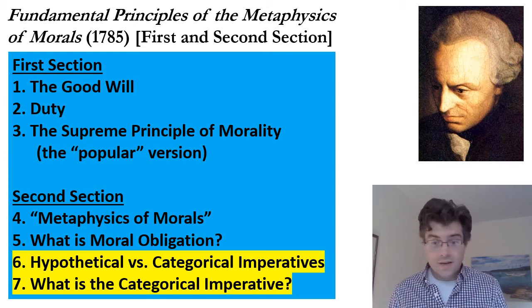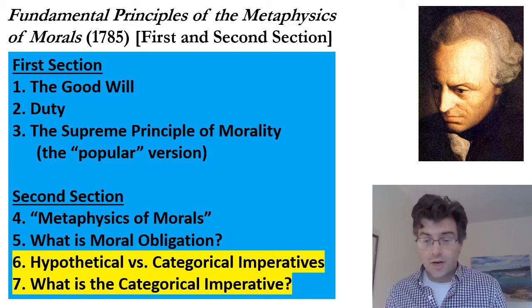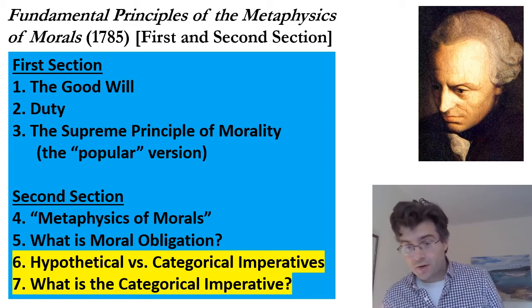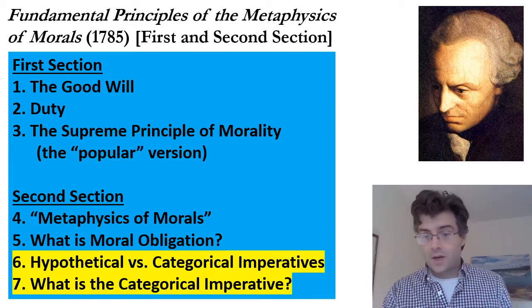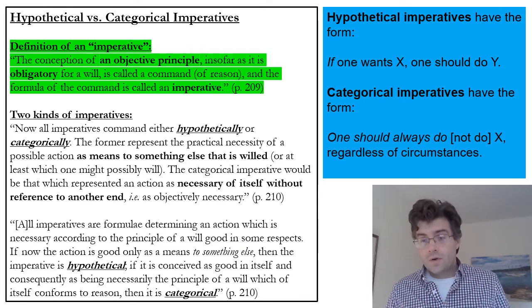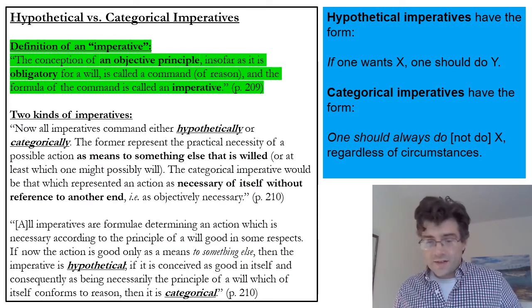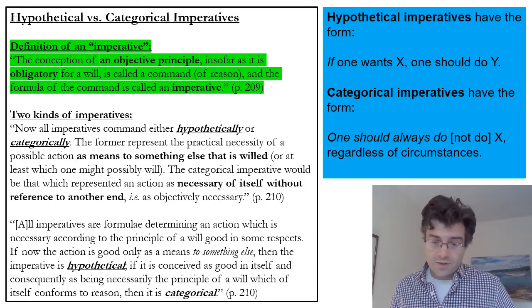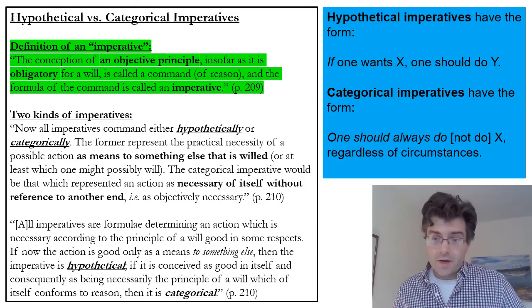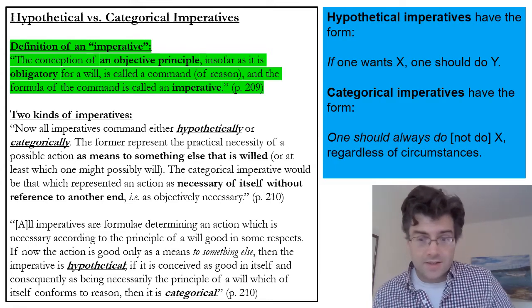Okay, so now we get into the most important part of section 2, which has to do with hypothetical and categorical imperatives and more clarification about what the categorical imperative itself is like. So Kant begins this discussion, which comes relatively soon after the passage discussed at the end of the previous video lecture. He begins this discussion as follows.